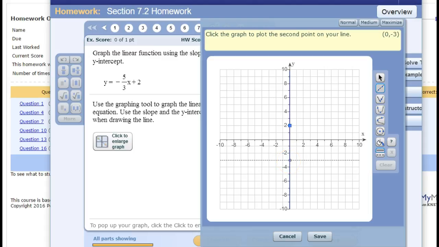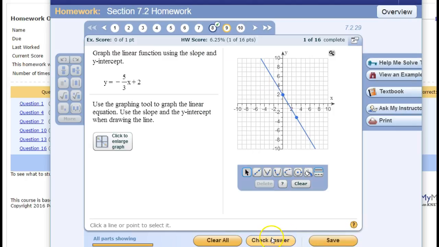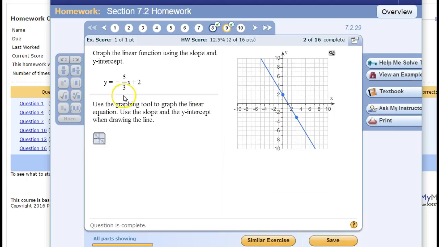Okay, now if you went down, then you need to go 1, 2, 3 to the right. Notice, if you have a negative, you always associate that with the top, then you'll always move whatever the denominator is to the right. So down 5, right 3. All right, so negative slope, we go down and to the right. Positive slope, like the last one, we went up and to the right.